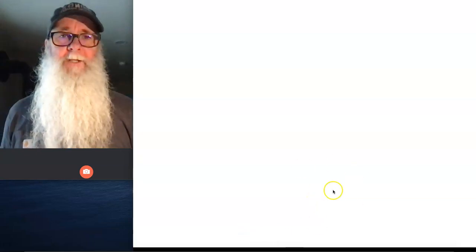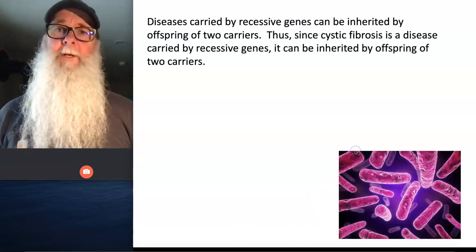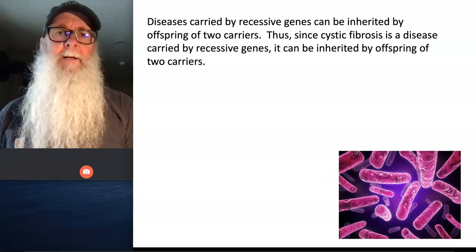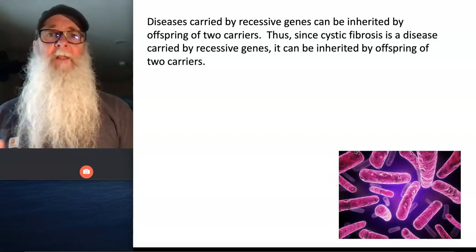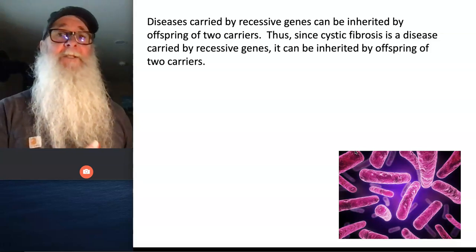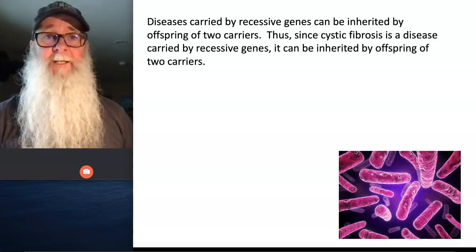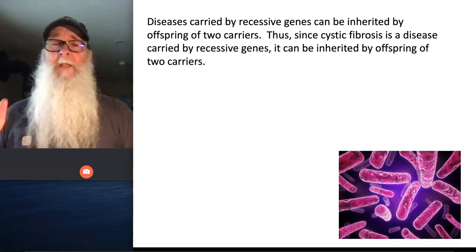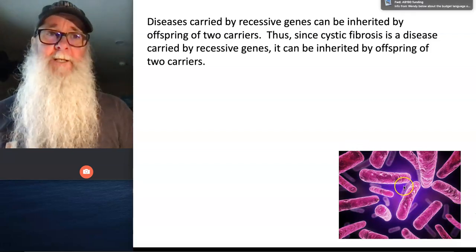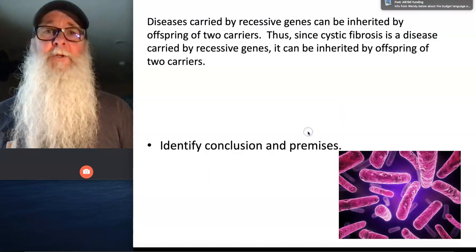All right, so let's take a look at our argument that we're going to work with here. Diseases carried by recessive genes can be inherited by offspring of two carriers. Thus, since cystic fibrosis is a disease carried by recessive genes, it can be inherited by the offspring of two carriers.